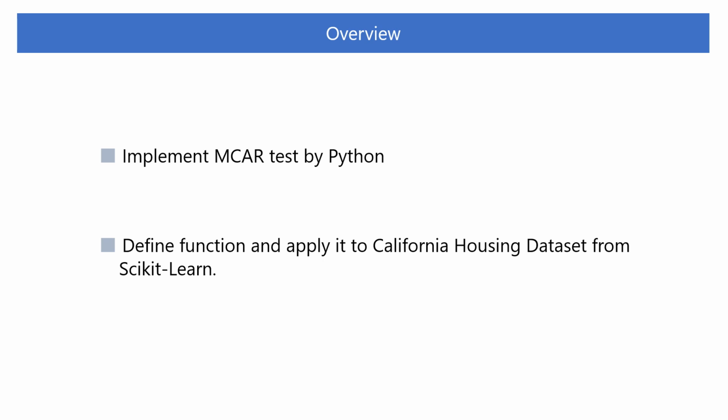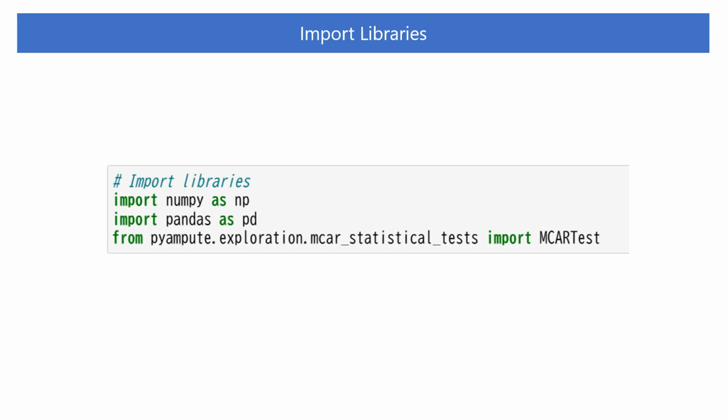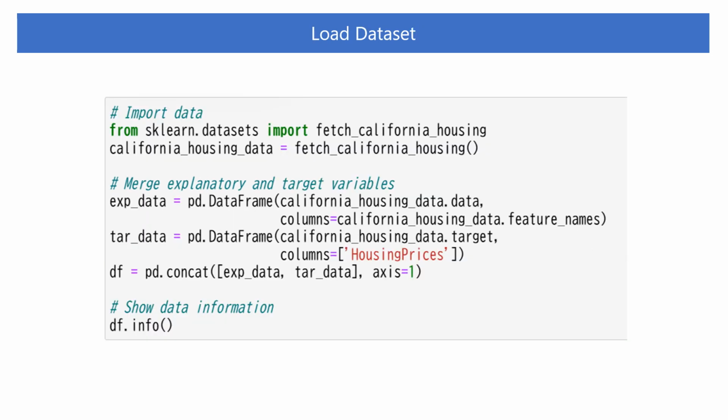So, using this dataset, we will create data with missing values that occur randomly and data with missing values that do not occur randomly. First, let's import libraries such as NumPy and Pandas. And for implementing MCAR tests, we need to import the MCAR test class. Next, let's import the California housing dataset from scikit-learn.